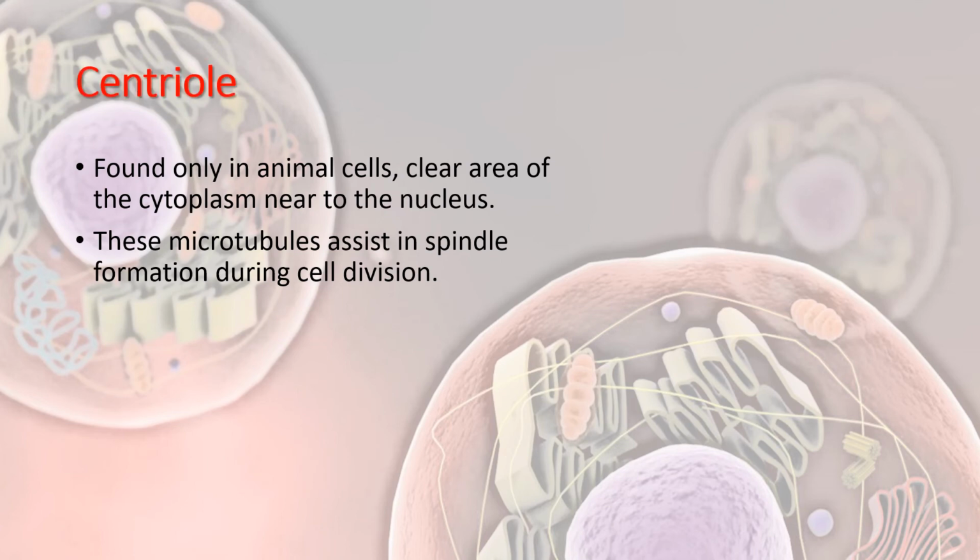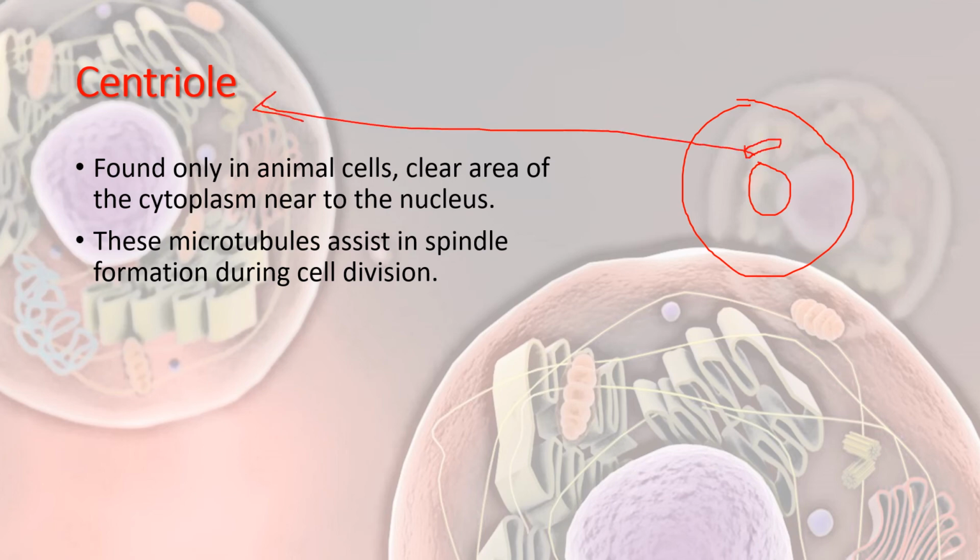Basically, they are involved in organizing microtubules in the cytoplasm. In the cell, if this is the nucleus, then there is a clear region present which is known as the centriole. It is located in close proximity to the nucleus. Functionally, it helps in the formation of spindle fibers during cell division. Due to these spindle fibers, the chromosomes get separated.